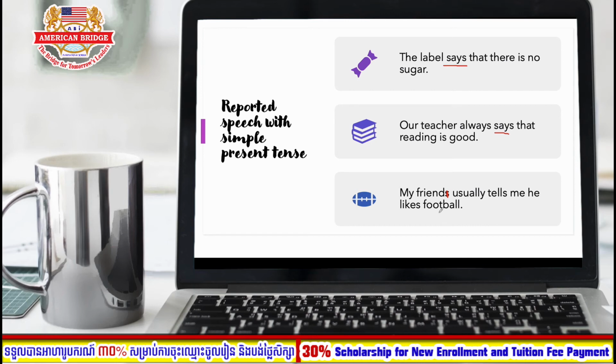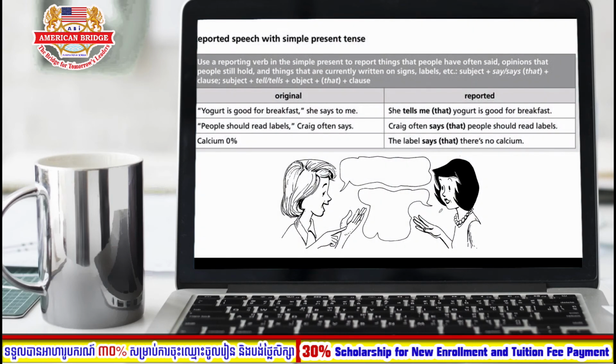All right. So why do we use a reporting verb in the present tense like this? The reason behind all of this is that we use the reporting verb in the simple present to report things that people have often said or their opinions that people still hold, and things that are currently written on a sign or label, right? So the structure that you use is subject plus says plus that clause, right?